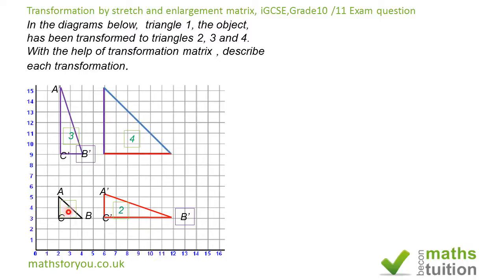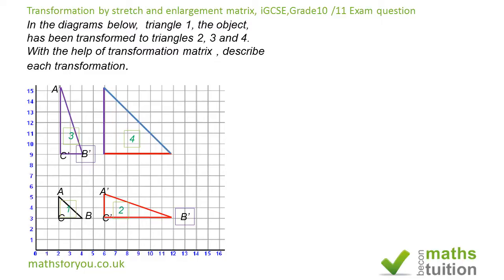It's not translation because the area for the object is different from the area of the image. Now, still with area, the ratio of the area of the image to the area of the object is 3 to 1. Again, can you confirm that yourself? Because 2 times 2 is 4, divided by 2, you get 2. And 6 times 2 is 12, divided by 2 you get 6. 6 divided by 2 is 3 to 1.